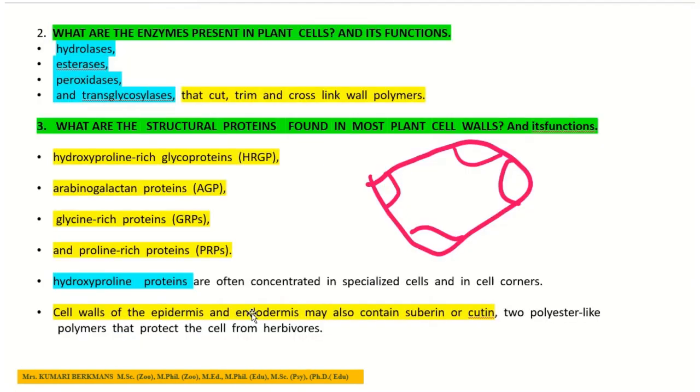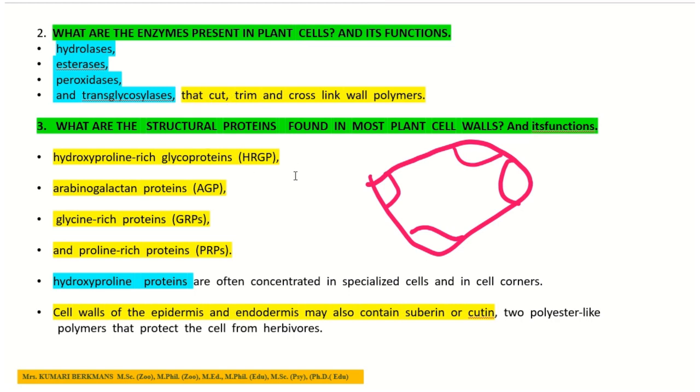the grass. And if we see another question: what are the enzymes present in the plant cell wall and their functions? Let us see. The first one is hydrolases, the second is esterases and peroxidases, and the last is transglycosylases. The function is to cut, trim, and link wall polymers, that is, cross-link wall polymers.